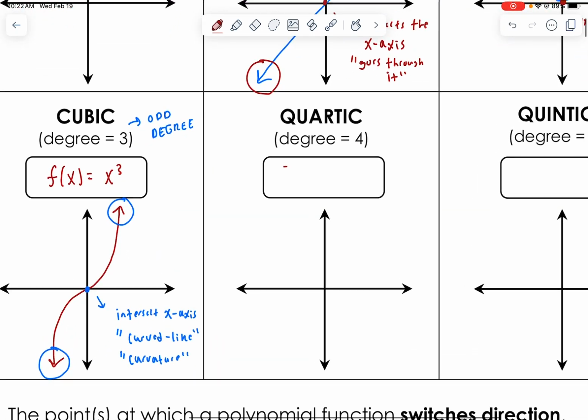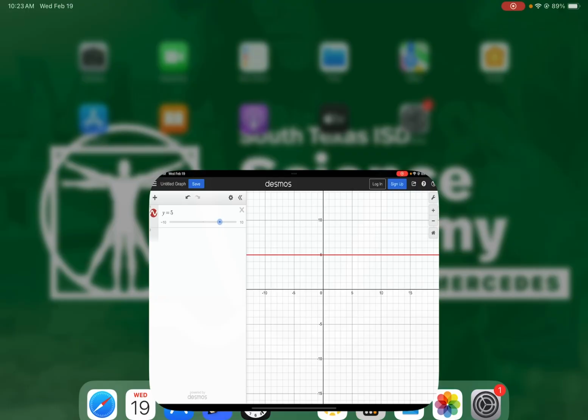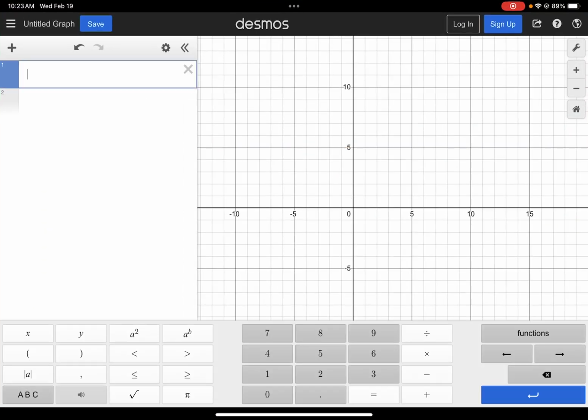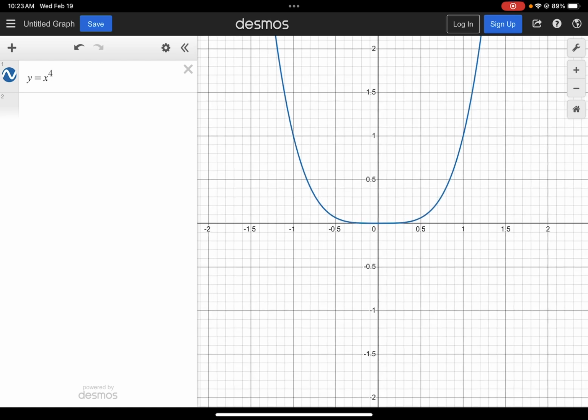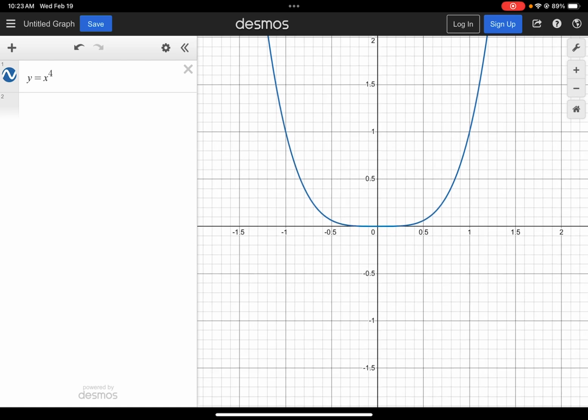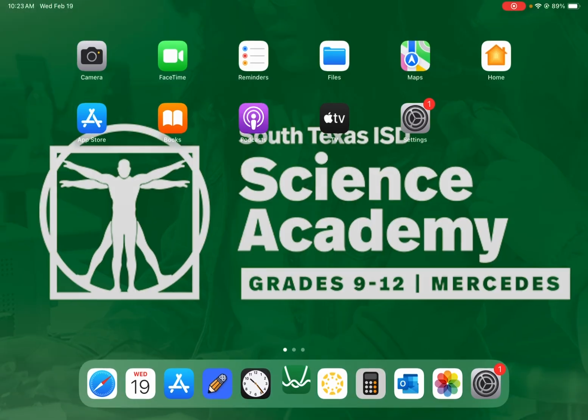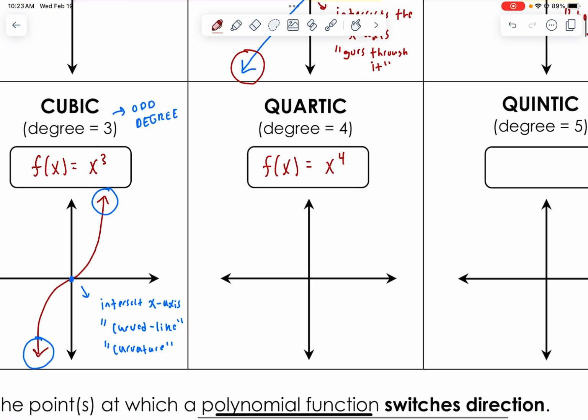So the quartic here, f of x is equal to x to the 4th. If I graph that on Desmos, once again, we can say y equals x to the 4th. Notice here, it looks sort of like a quadratic. The only thing is when you get closer to the x-axis, it sort of flattens out. It still bounces off the x-axis, but it's a lot flatter. So here, you gotta make sure you make that clear. It sort of looks like the quadratic, but it becomes flatter once you get to the x-axis.